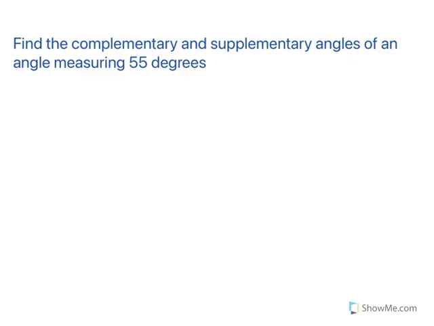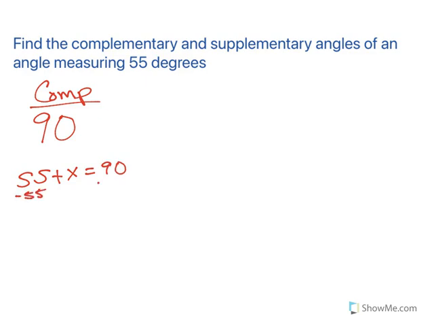So let's do some work. First, find the complementary and supplementary angles of an angle measuring 55 degrees. Okay, so first let's play with the complementary angle. So let's find the complement. We know that together they're going to equal 90. So 55 plus this unknown is going to equal 90. So we can see algebraically, we're just taking 90, because they're going to add to that, and subtracting 55. So we end up with a 35-degree angle as the complement.